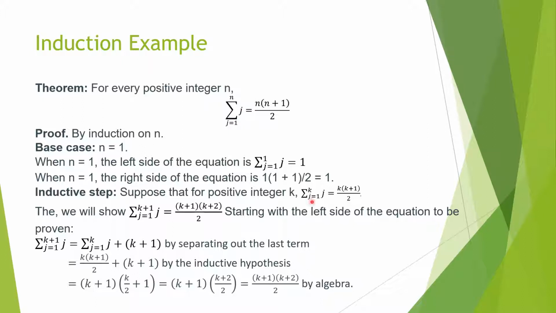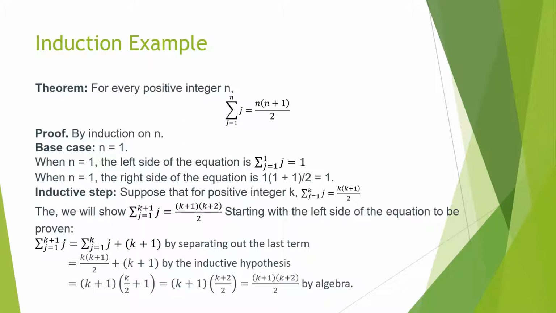Assuming that the equation is true for k, we should show that the equation is also true for k plus 1. So if you replace n by k plus 1, you get this conclusion: the summation of 1 to k plus 1 of j equals k plus 1 times k plus 2 divided by 2. In order to prove this equation, I'm going to start from the left hand side of the equation and try to reach the right hand side.